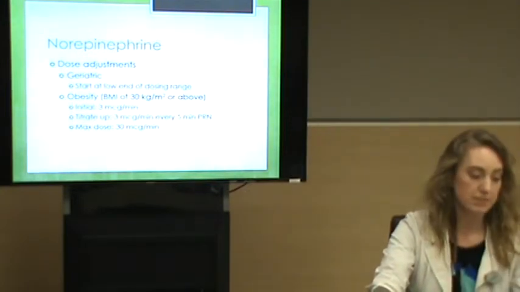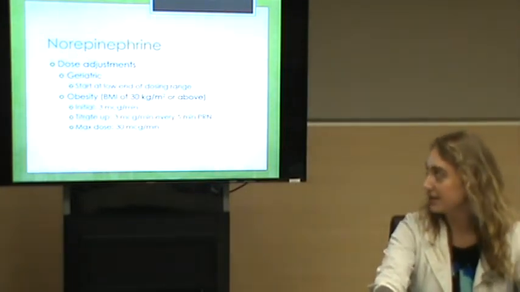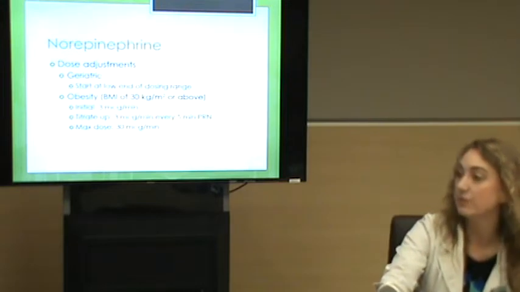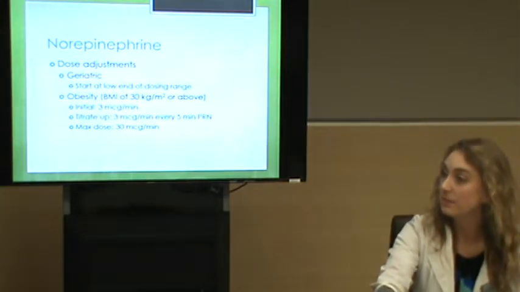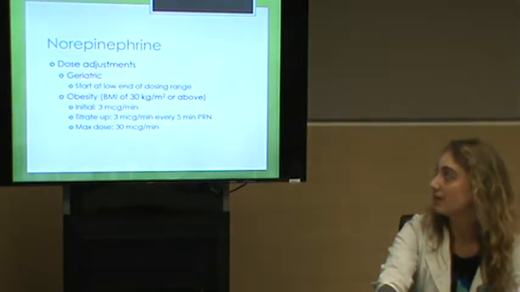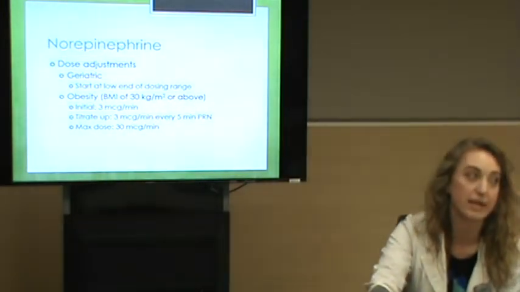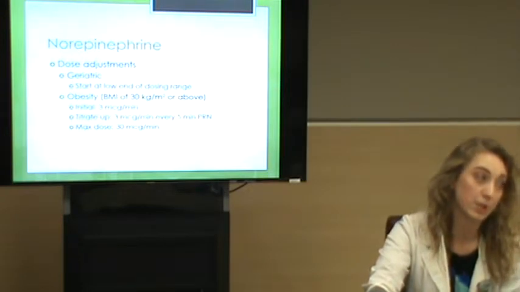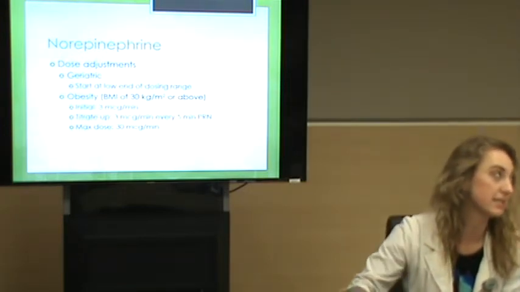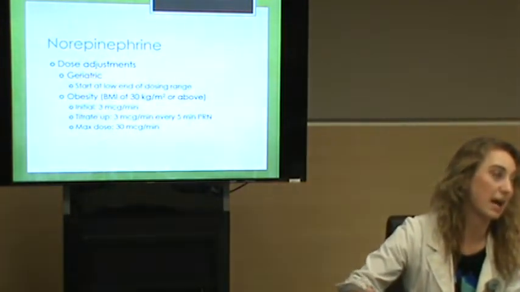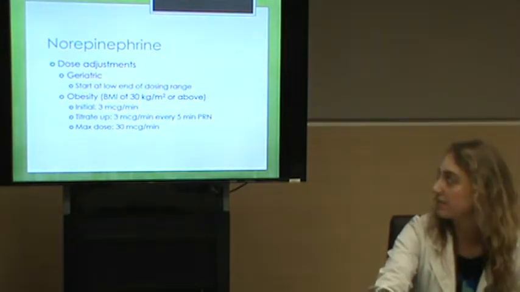In terms of dose adjustments, you would want to dose adjust for geriatric patients and start at the lower end. They will respond a lot quicker to the medication, and a lot of the times you'll want to have a longer titration window in between. So rather than titrating every 20 minutes, you might want to wait every 30 minutes for someone who's elderly, just because they'll need a longer period of time rather than making quick adjustments on them.